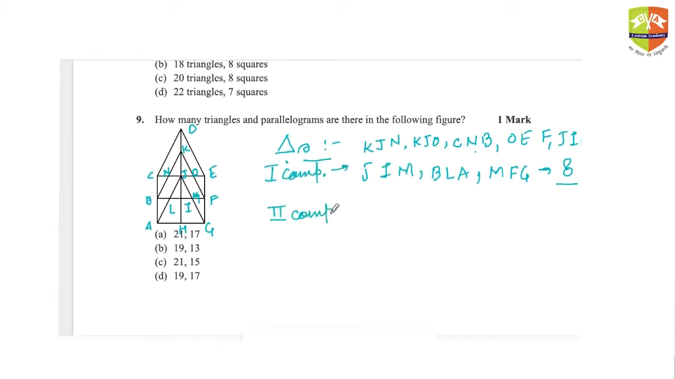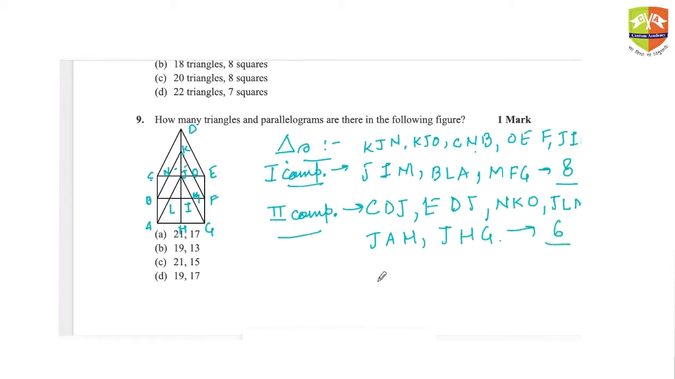From two components, how many of them am I getting? From two components, I'll have one component here, CDJ, this vertical one. And on the other side I have EDJ. Similarly, NKO joining these two components. Then I have here JLM, then the one below, JAH. As I write JAH, you could have identified the other part also, which is JHG. So how many of them do I have? 6 components I have here.